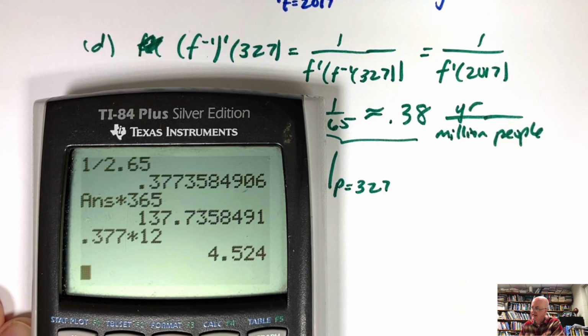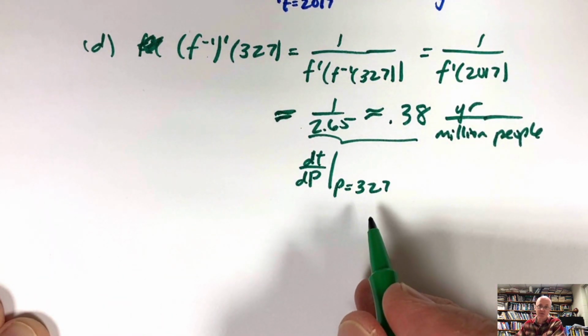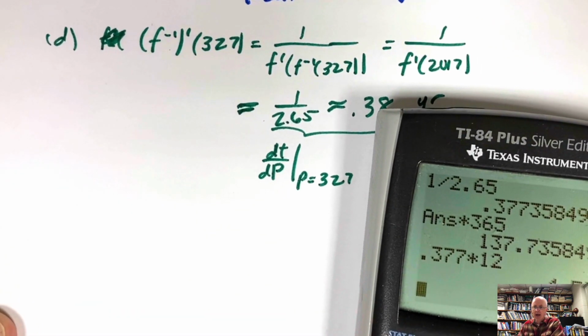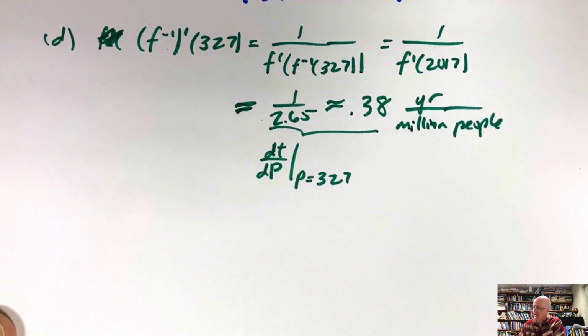So if you're thinking that the initial time when the population was 327 was at the very beginning of the year 2017, you have to go 4.5 months into the year, which is not April, it's actually May, because a complete 4 months would be the end of April. So about halfway through May is when the population went up by about 1 million people.